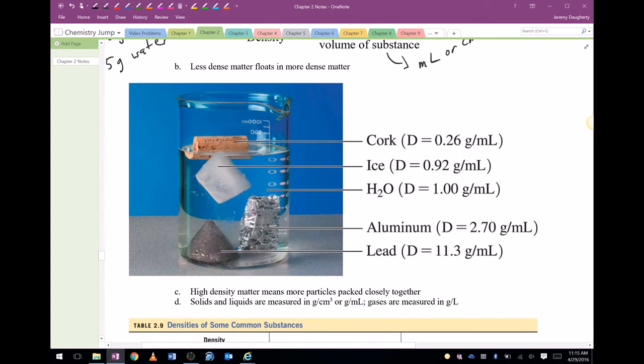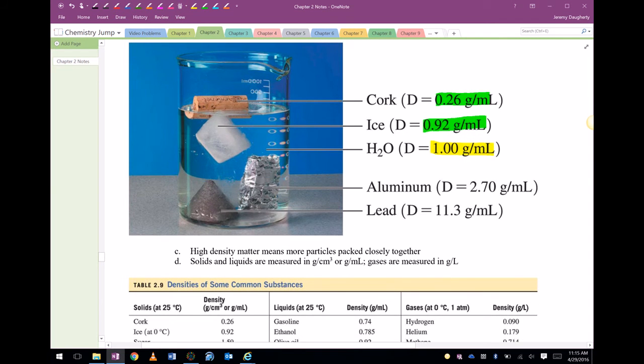So here's just a little example. We've got cork and ice both floating in the water because they are less dense. Here's the density of cork, 0.26. Here's the density of ice, 0.92. And those are both less dense than the water, which is 1.00. The chunk of aluminum and the chunk of lead both sink because they are more dense, or denser is the proper term. They are denser than water.